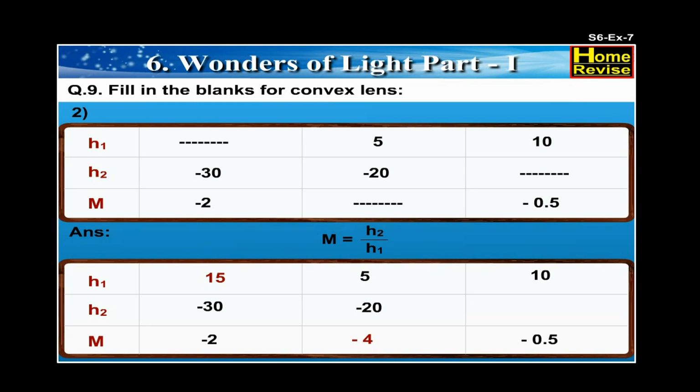Third, H1 is equal to 10 centimeters. M is equal to minus 0.5. What is H2, the height of image? M is equal to H2 upon H1. Substituting the values, minus 0.5 is equal to H2 upon 10 centimeters. Therefore, H2 is equal to minus 0.5 into 10. So, height of image H2 is equal to minus 5 centimeters.